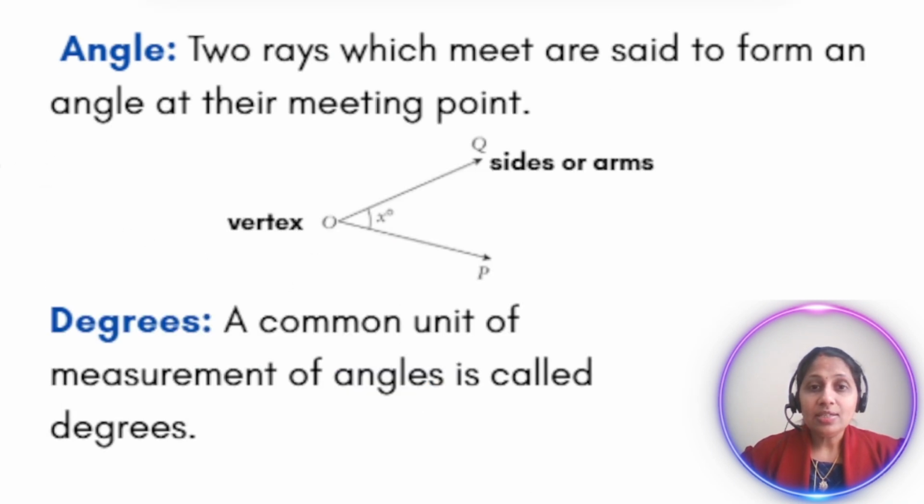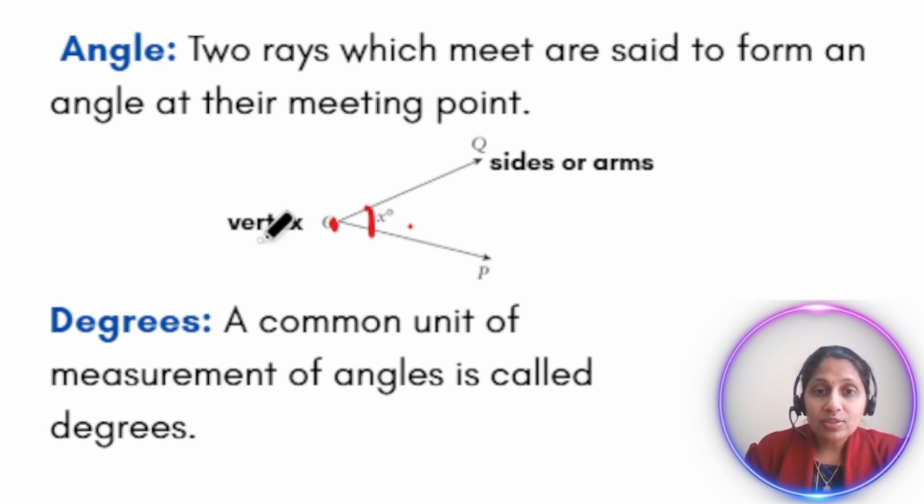The next one is angle. When 2 rays, we already know what a ray is, when 2 rays meet at a point like this, then they form an angle. 2 rays which meet are said to form an angle at their meeting point. Say for example, in this, OQ is one ray, OP is another ray. Both are meeting at the point O, and the angle formed between the 2 rays is x degrees.